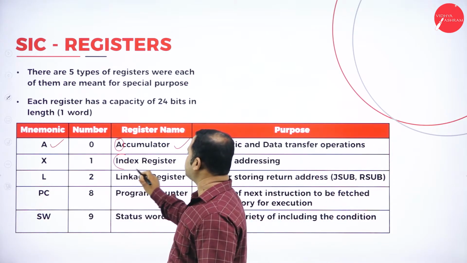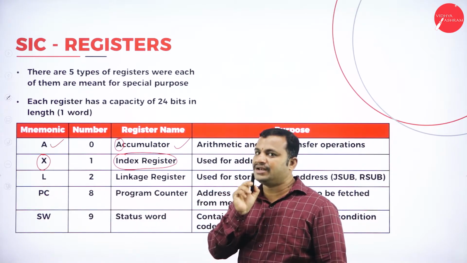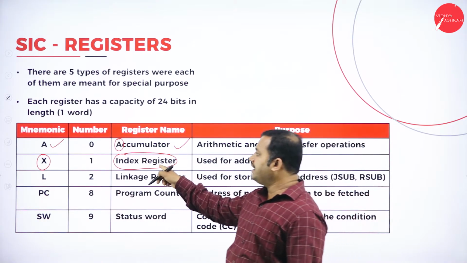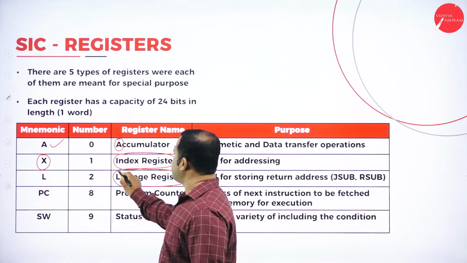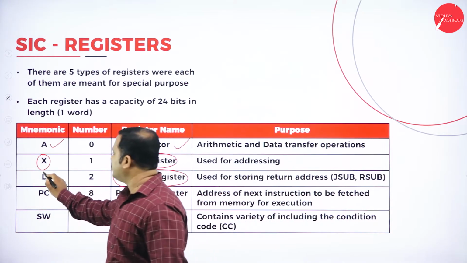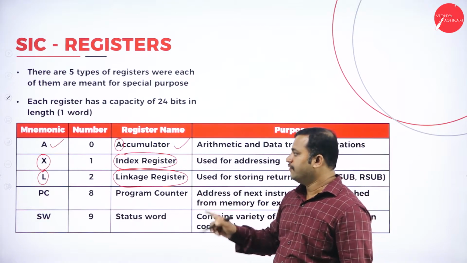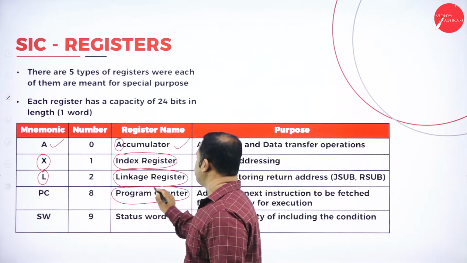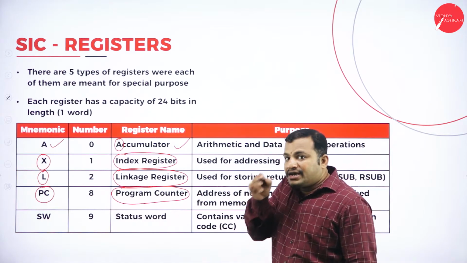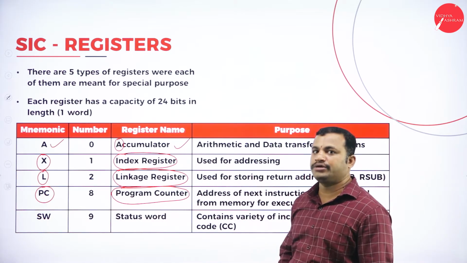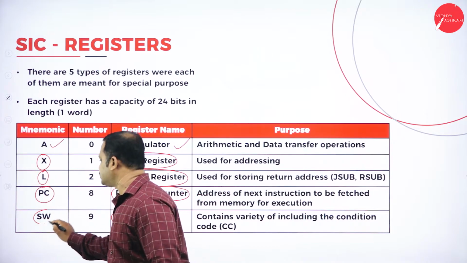Similarly, an index register is represented by X. There is a slight difference in the mnemonic or symbol used to represent an index register. Third one, linkage register. The linkage register is represented by L. Fourth one, program counter. This program counter helps me to determine the address of the next instruction to be fetched or executed in the program. Then status word, the fifth register, represented by SW.